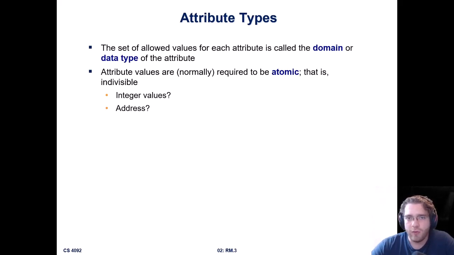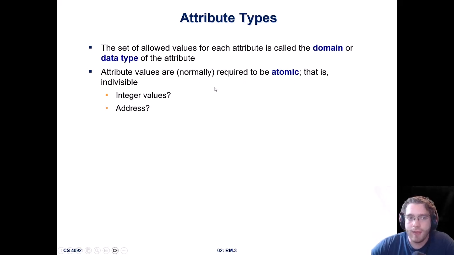So the set of allowed values for each attribute is called a domain, or the data type of that attribute. This is similar to what we said earlier with our static languages. If I say that a variable x is an integer and I assign the string John to x, I'm going to get an error in a static language because I am trying to apply the wrong data type to that attribute or variable.